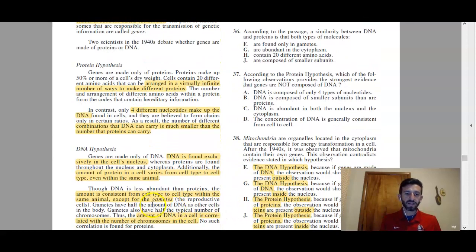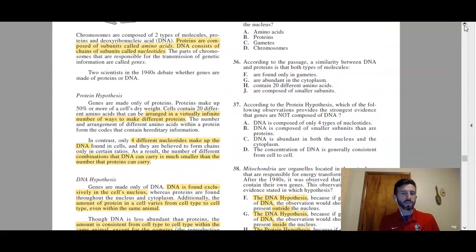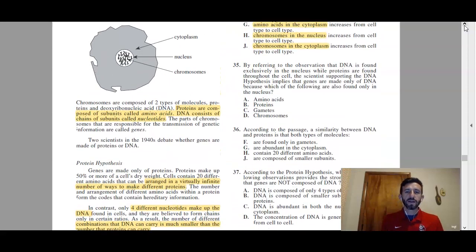Okay, it says over here gametes, the reproductive cells. Well, the reproductive cell can't be inside the nucleus of a cell. That won't make sense. So the correct answer is D for chromosomes.